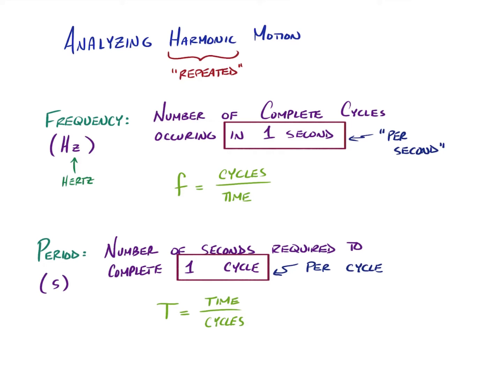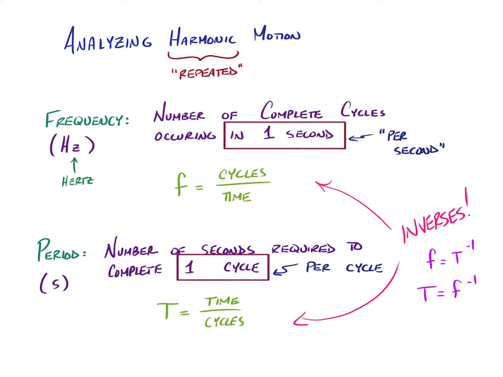One thing that I do want to note, those are inverses. So the frequency is the cycles divided by the time, and the period is the time divided by the cycles. Because they're direct inverses, we can literally say that the frequency is the inverse of the period, and the period is the inverse of the frequency. So there's no such thing as only having one of those.